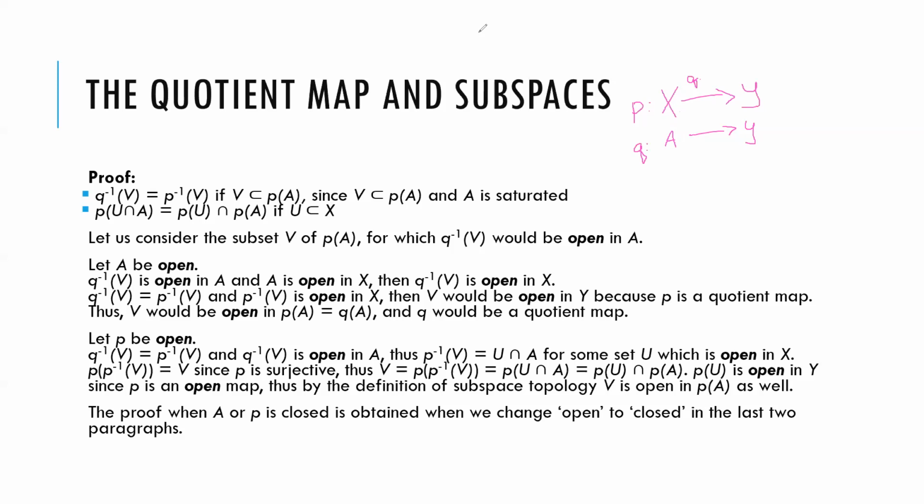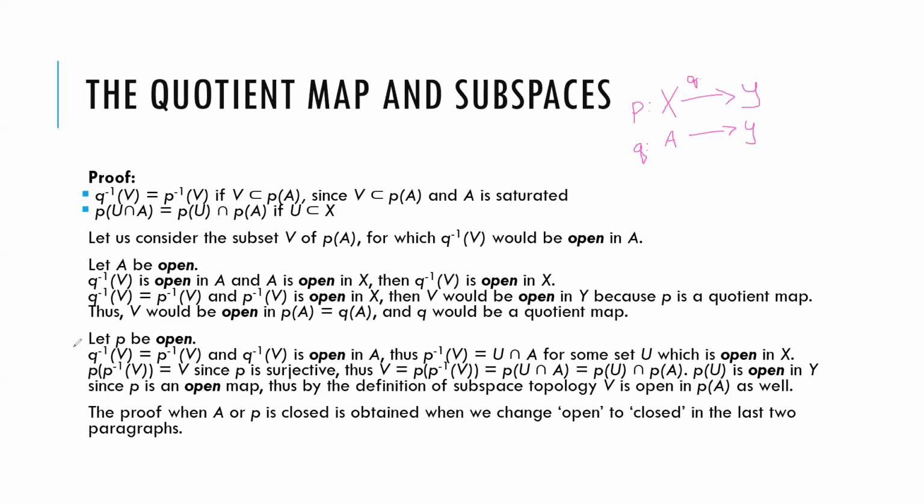First we'll consider the option where A is open in X. So Q inverse of V would be open in A, and A is open in X. Then Q inverse of V is also open in X, and Q inverse of V equals P inverse of V, as we proved up here. P inverse of V is open in X, then V would be open in Y because P is a quotient map. So V would be open in P of A, which equals Q of A, and Q would be a quotient map.